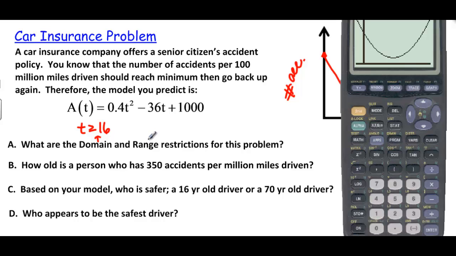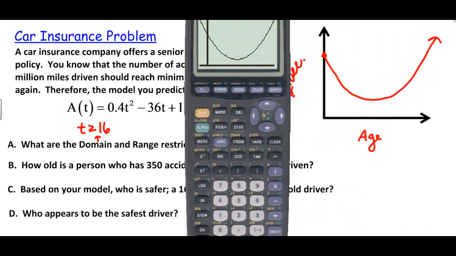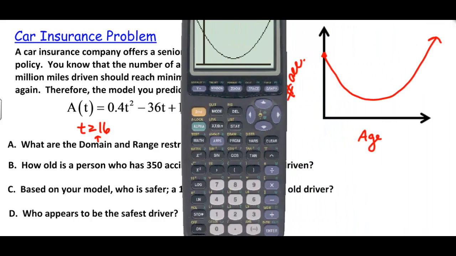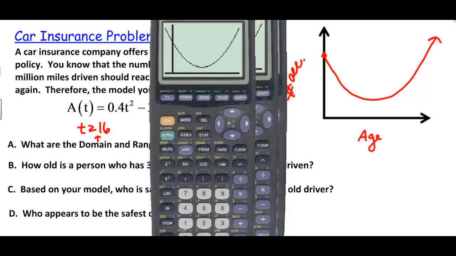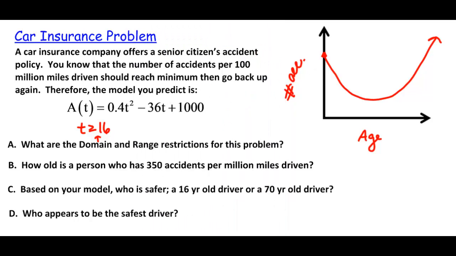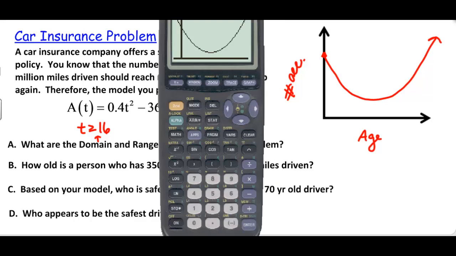Now if we talk about the range, the number of accidents, well, in our picture, there's a minimum. Now, you might think, not every person in the whole wide world has an accident, but remember, this is per 100 million miles driven. Most of us aren't going to drive 100 million miles. So we're going to go from down here all the way up. So from here, and again, you can go up forever.